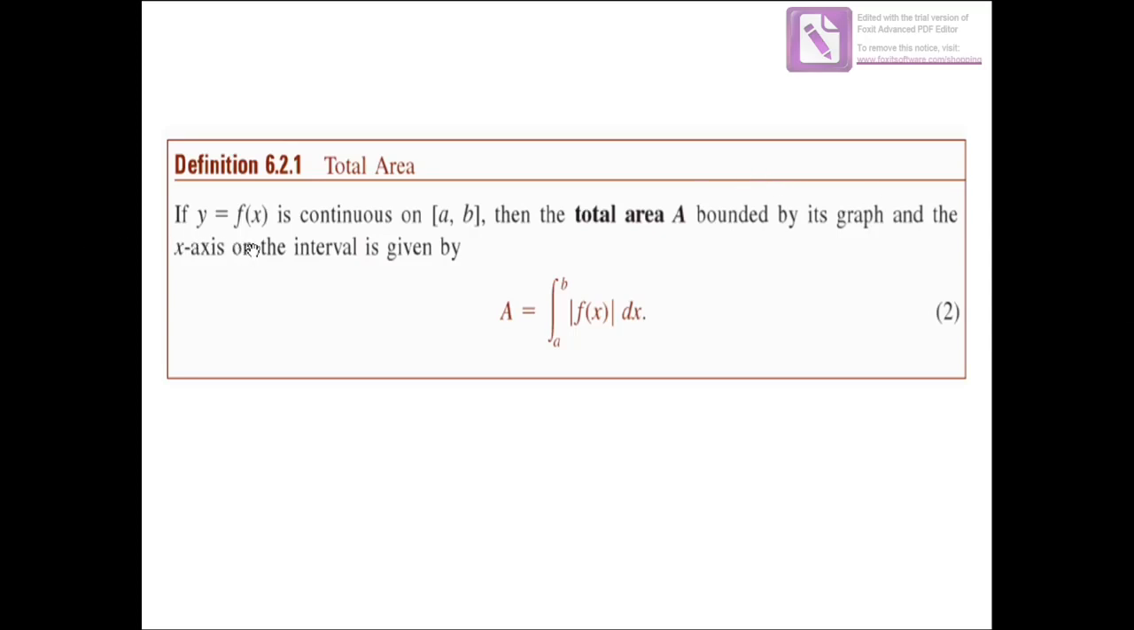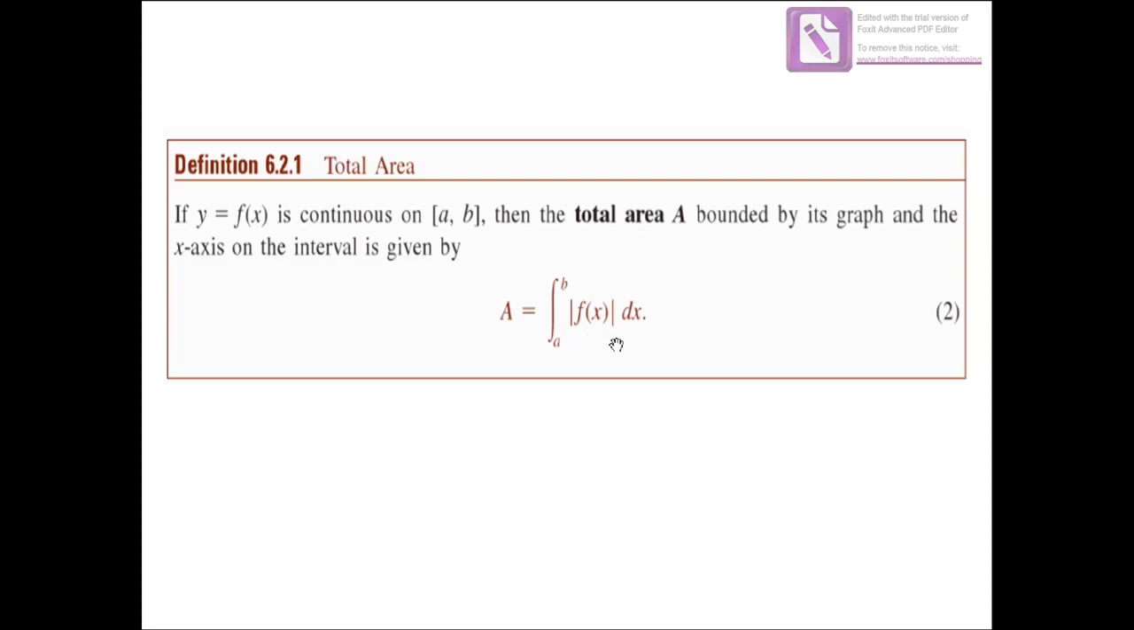If y equals f of x is continuous on a closed interval a to b, then the total area A bounded by its graph and the x-axis on the interval is given by A equals the integral of the absolute value of f(x), where x is from a to b. So to evaluate the total area between the graph of f(x), which is a continuous function on the closed interval, and the x-axis, the area will be equal to the integral of the absolute value of f(x), where x is from a to b. So for the total area, we take the absolute value of f(x).